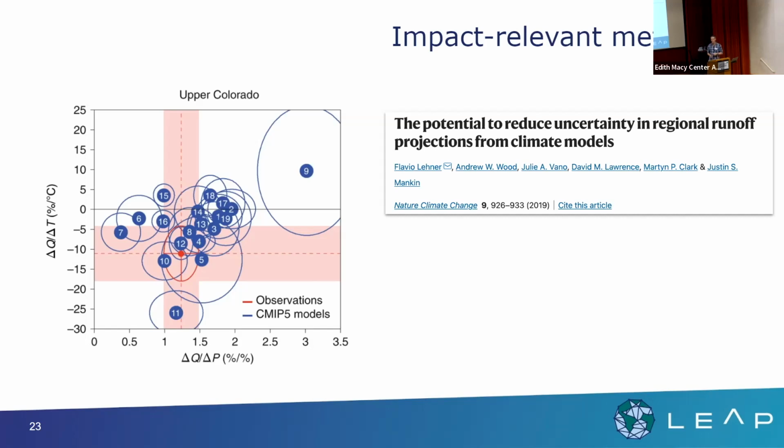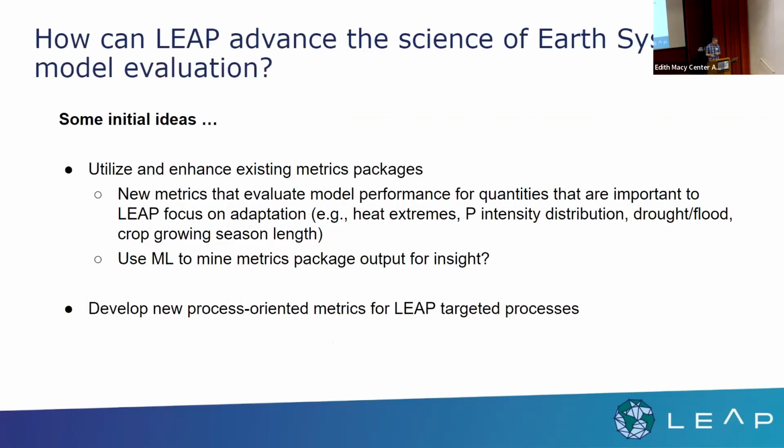If all the models were lying there at the center of that dot, then you'd say, okay, I can probably have some confidence in that. So that's kind of an impacts relevant metric. You can assign a number to this to see how good the model is.